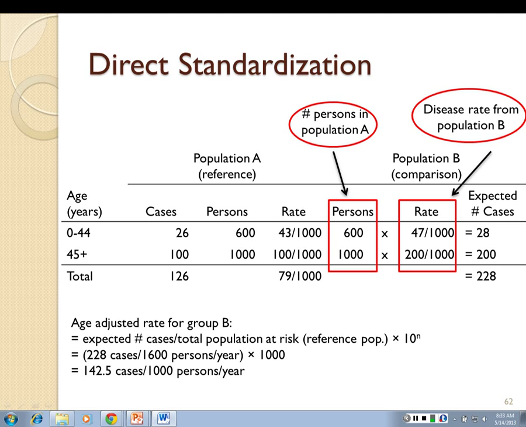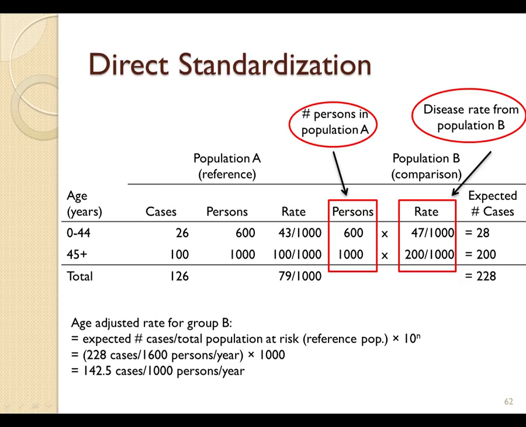So if group B contained the same number of people in each age category that are present in group A, but the rate of disease frequency remains the same, we would expect to see 228 cases of disease in population B. Now that we have standardized group B to the group A population, we can make comparisons between the groups. So we can look and see that group B has more disease, especially in the over 45 age group. This was not evident when we just looked at the crude rates.